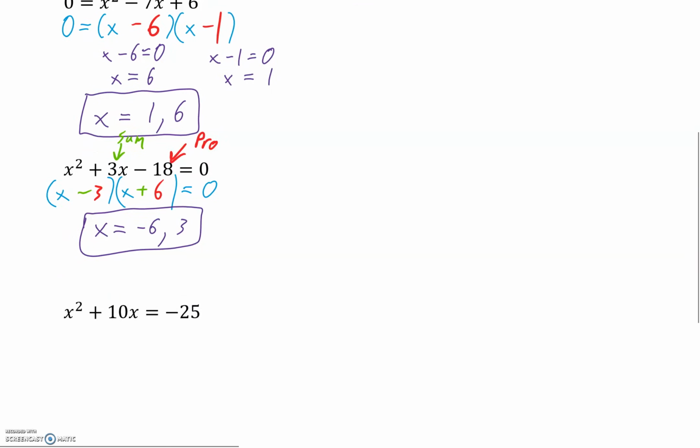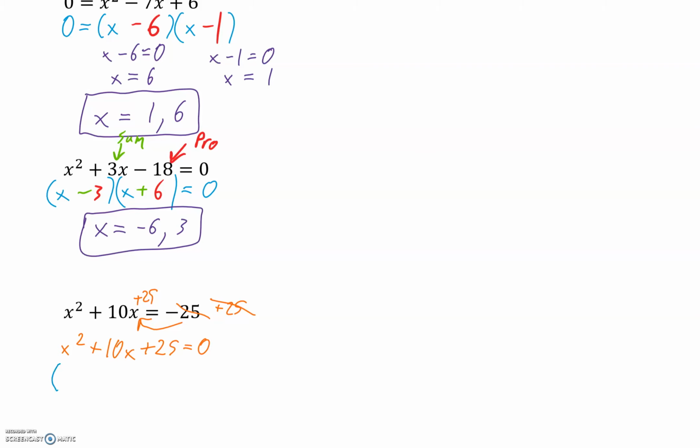All right, and our last one here, you're just going to notice that we don't have a 0, so we have to move it over and get ourselves a 0. So if we move that over, it's going to be adding 25. So how do we move it over? Well, we go plus 25 here, plus 25 here. Negative and positive, the same number, they cancel or they go to 0. And so we get 25 on this side and we get 0 on this side.